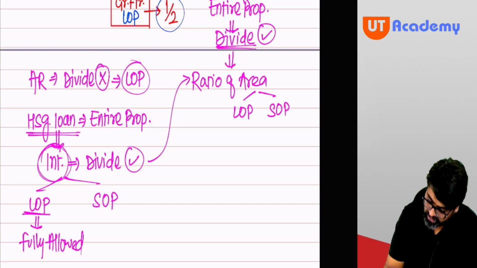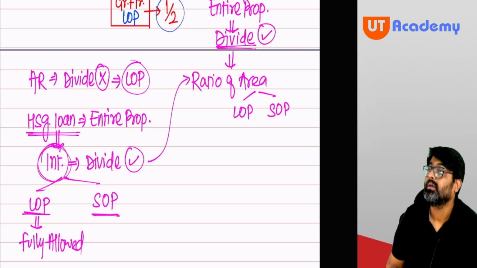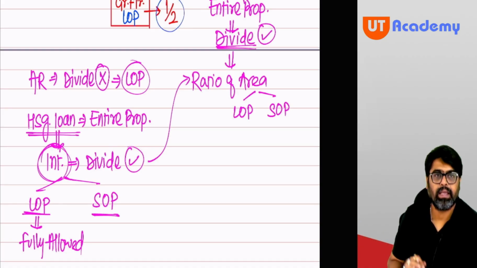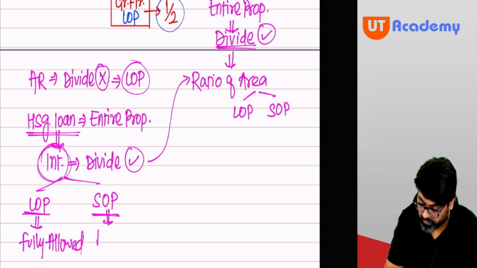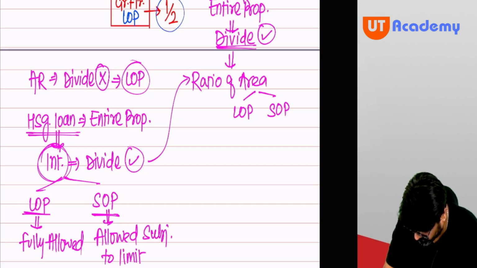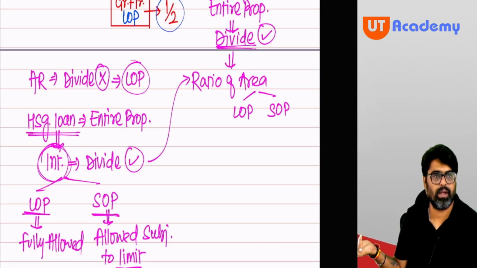What if some interest is related to the self-occupied portion? Can you claim that entire interest, or will it be allowed subject to something? It will be allowed subject to limits. What limit is there? Sometimes the limit will be 2 lakhs. Sometimes the limit will be 30,000 as the case may be.